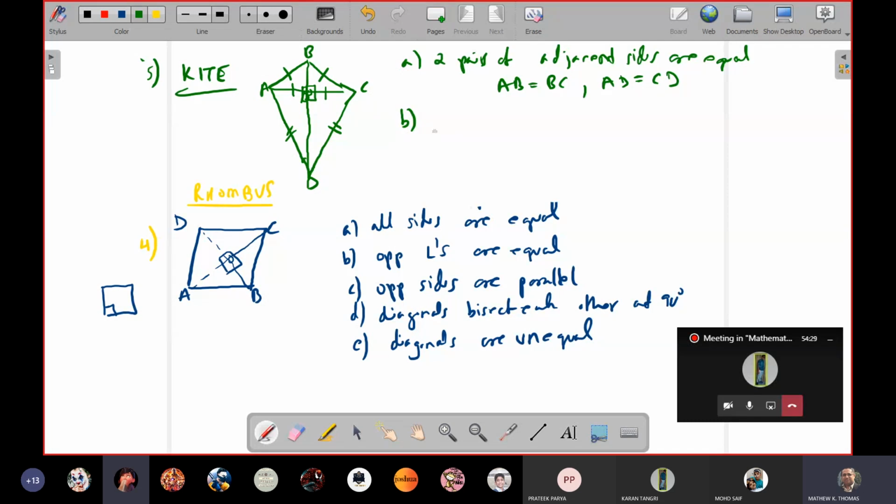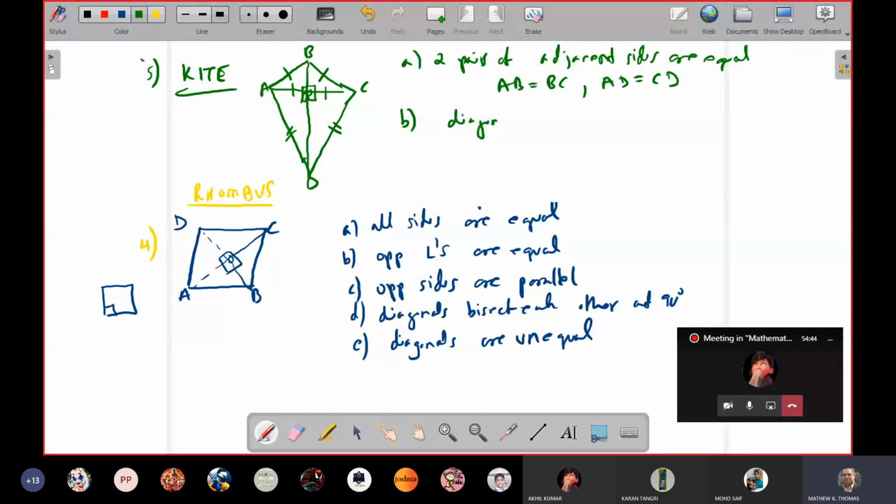Sir, opposite sides are parallel? No, a kite is not a parallelogram. Only square, rectangle, and rhombus are parallelograms. In a kite, this side and this side are not parallel. So only two pairs of adjacent sides are equal.